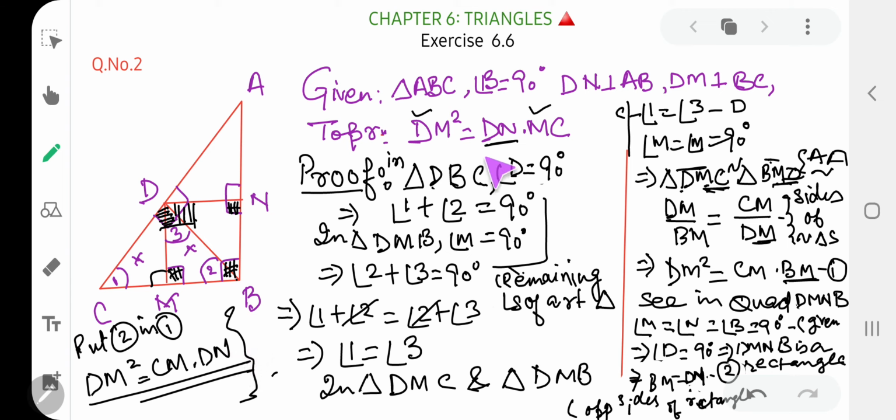The second part is exactly the same. So children, try the second part yourself. That's all for this video.